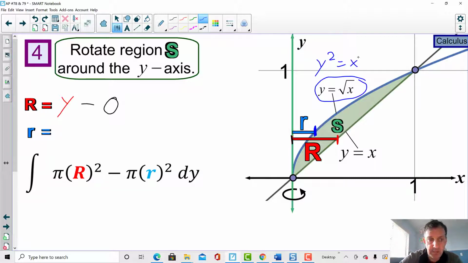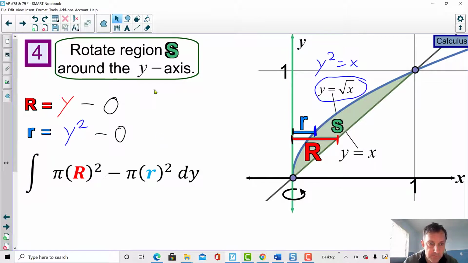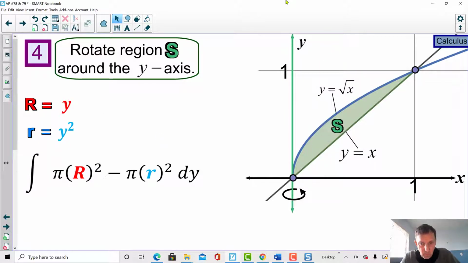So the right is going to be y squared, and I do minus, and then the left is just 0. Again, we don't have to put minus 0, so let's just delete that. Now I'm going to put one of these washers here so we can see how the washers stack up. There we go. So one washer is going to look something like this.